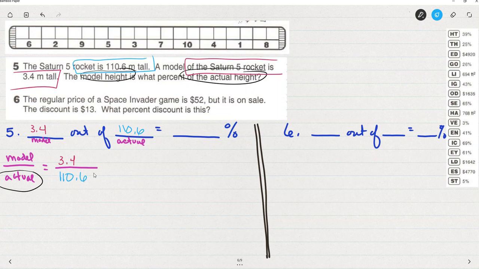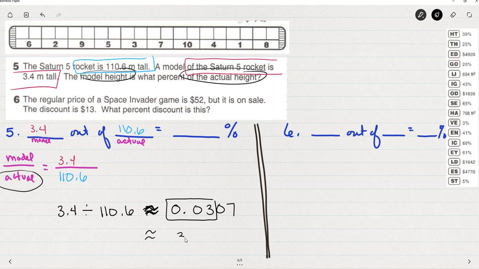6/10. If I divide that, 3.4 divided by 110.6, I'm going to get 0.0307. Let me make sure that I show more specifically that it's not equal, but about, because it keeps going, right? So if I round it to the nearest hundredth, how many hundredths is that? That's 3 hundredths, right? So we're looking at 3%. Number 6, the regular price of a Space Invader game is $52.